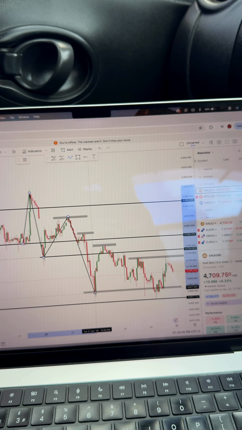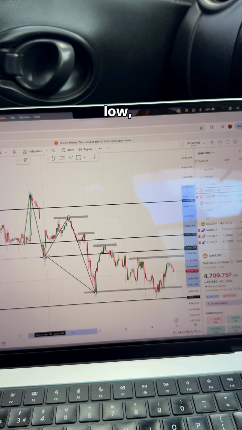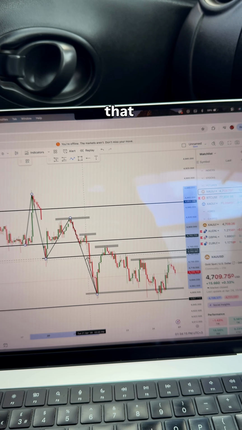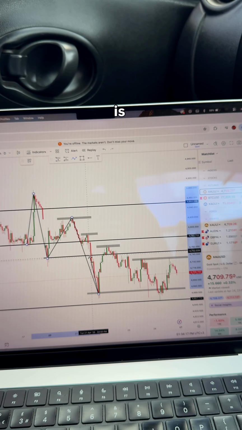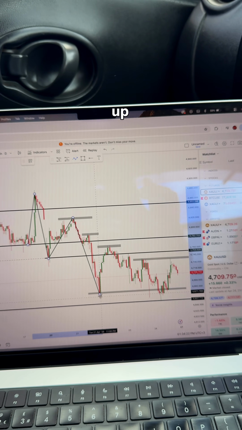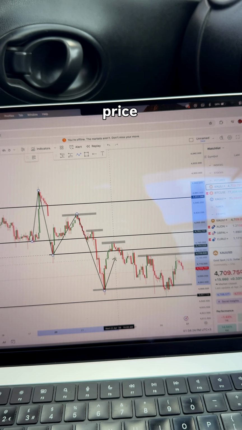Why is this a lower low? It's a lower low because it's lower than the previous low, right? Which then gave me another indication that below this low that price has broken, price is going to sell off again, right? So once we broke this low, I ended up holding my positions, waited for price to correct.